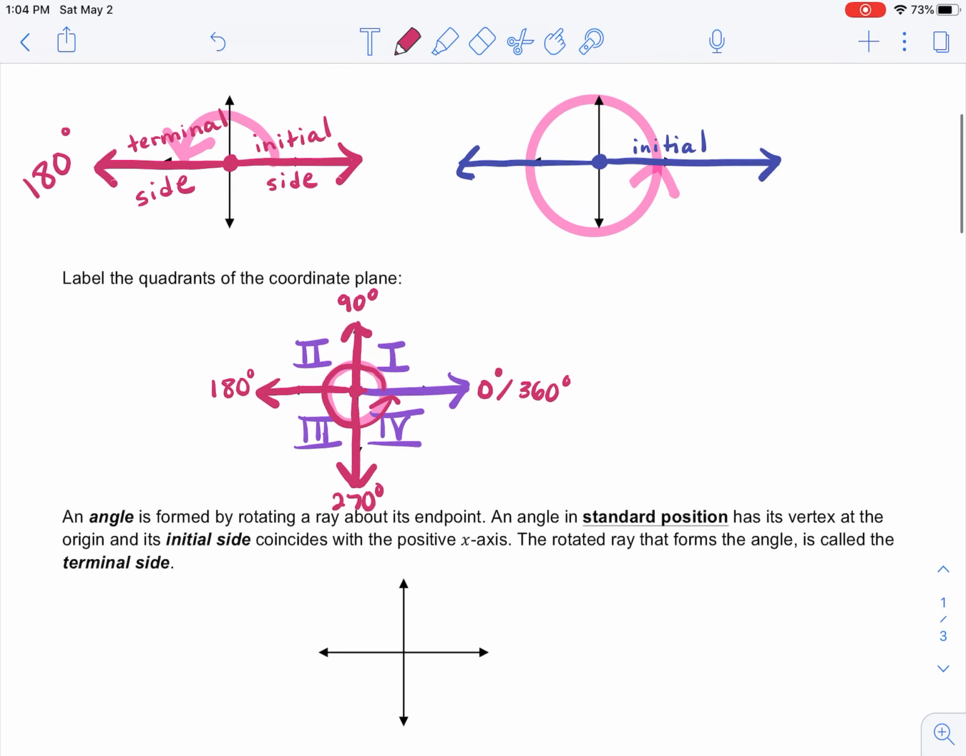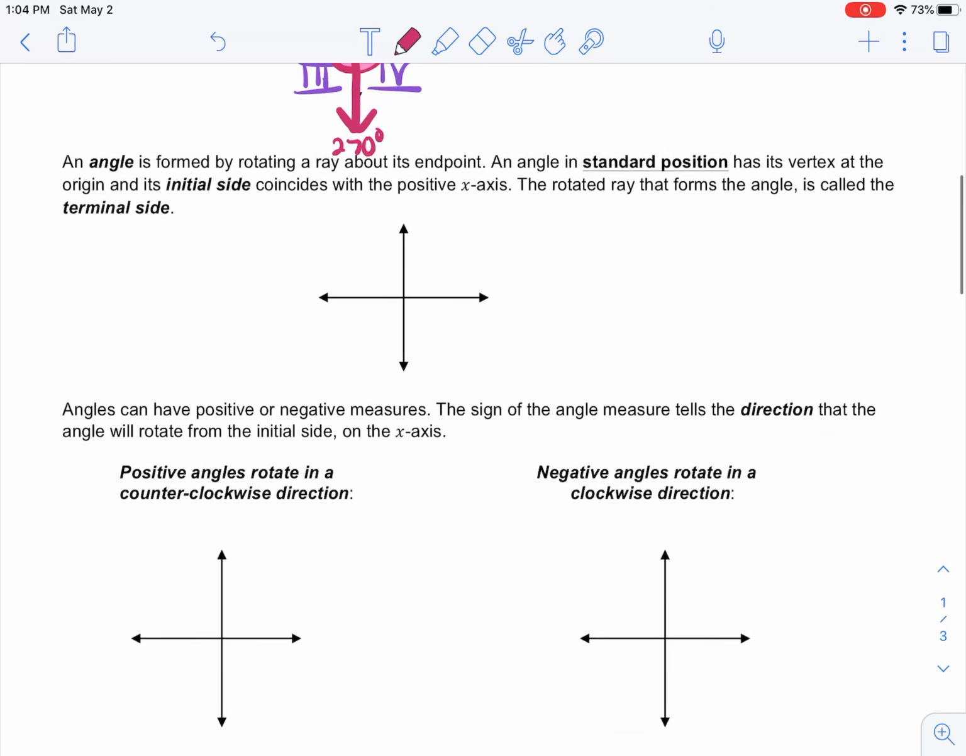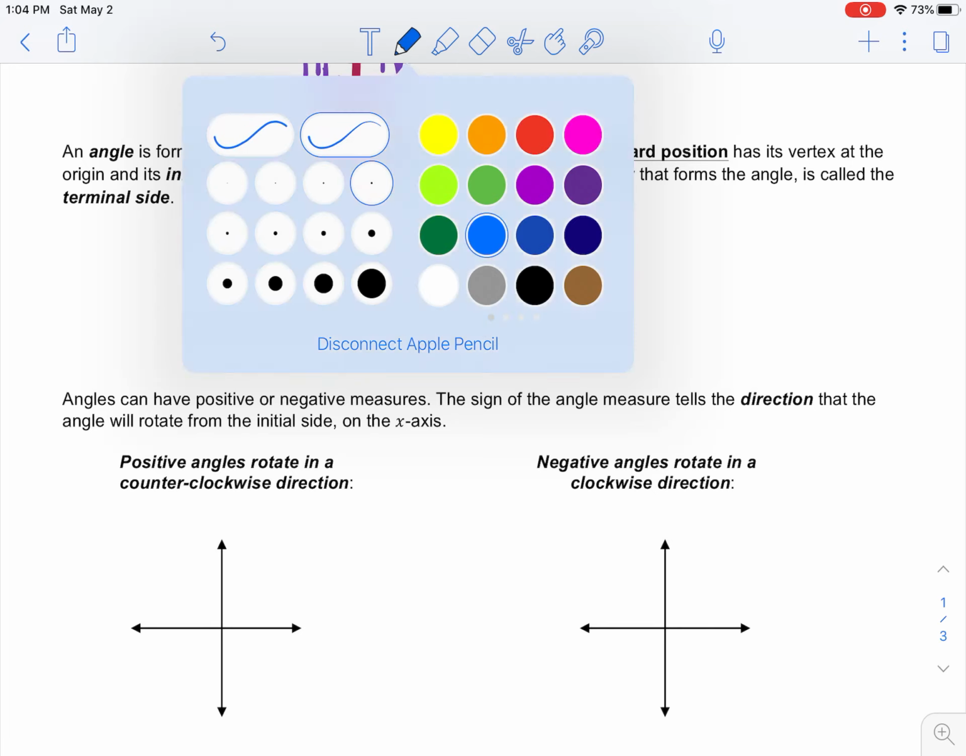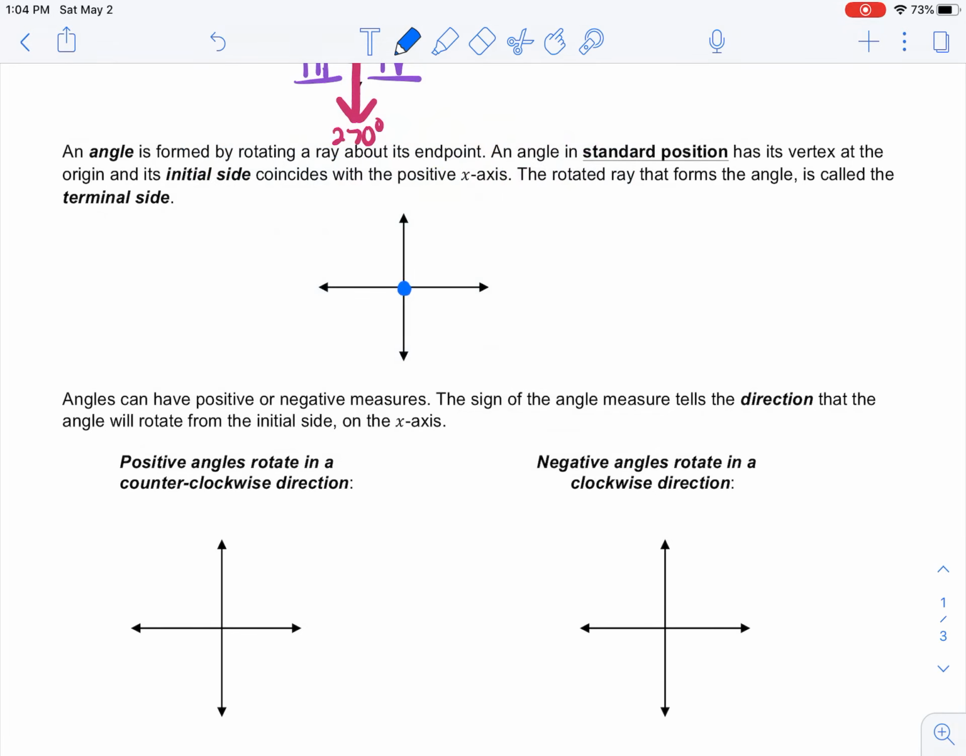So I've already alluded to this next part, but it's talking about how to create an angle that is drawn in standard position. Again, we're focusing on drawing angles using an x and y axis. So to show you the idea of the angle, this is your initial side, and then you have a terminal side. And the initial side is always on the positive x-axis.